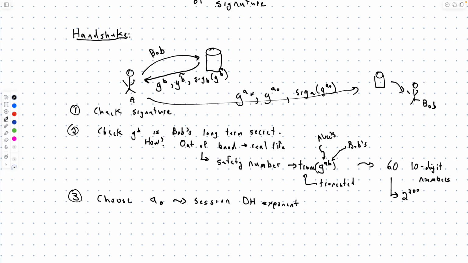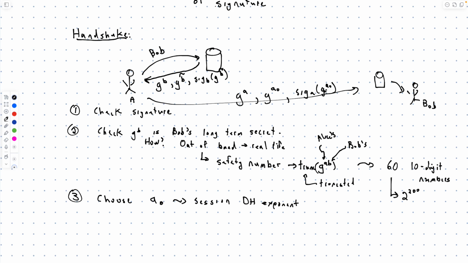He can take the G to the A that he received. He can raise it to his long-term secret, which is B, and then he's able to get the same safety number to compare. Okay. All right, questions about the first step here?